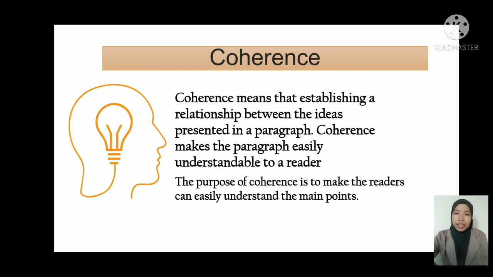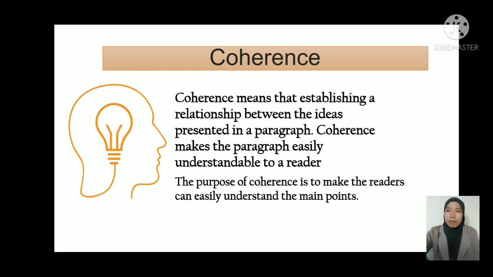The other part of writing a good paragraph is having coherence. In English paragraphs, the sentences need to be connected to each other. To do this, we often include certain words between one sentence and the next. Coherence means establishing a relationship between the ideas presented in a paragraph. Coherence makes the paragraph easily understandable to a reader. The purpose of coherence is to make the reader easily understand the main point.